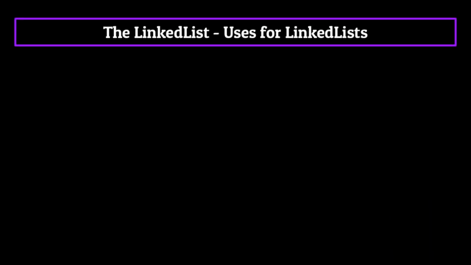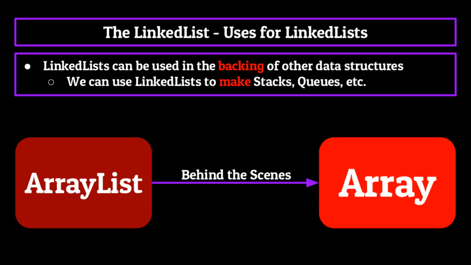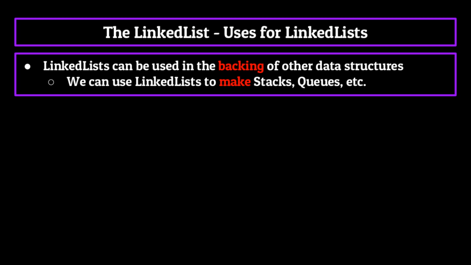Now, something I haven't talked about before, but would be scolded by people in the comments for not mentioning, is that linked lists can actually be used in the backing of other data structures. What do I mean by this? Well, basically, we can use linked lists to make stacks, queues, and some other data structures we haven't talked about. This is in the same vein as earlier when I mentioned that the ArrayList uses the array as a backing support system in memory. Now, this goes a little above an introductory series, but it's one of, if not the most important uses of a linked list in computer science, so I thought I'd mention it here.